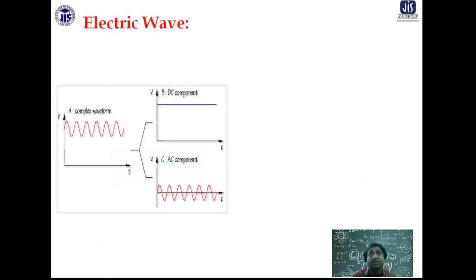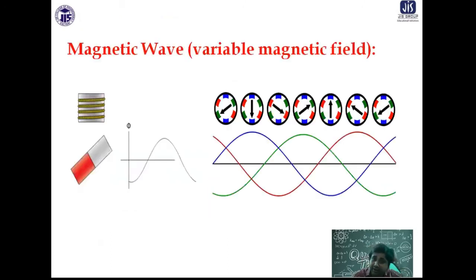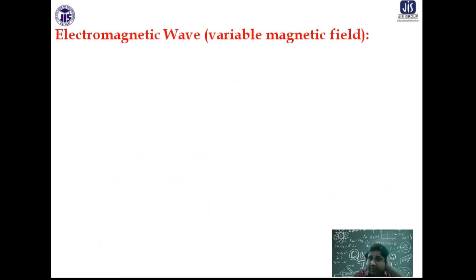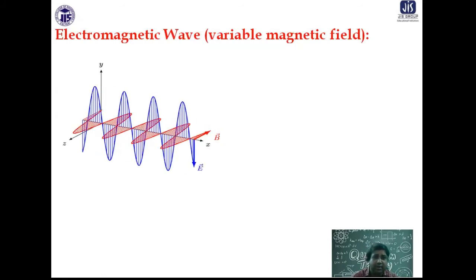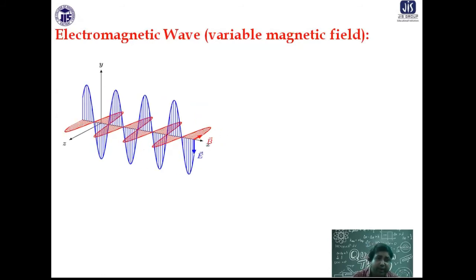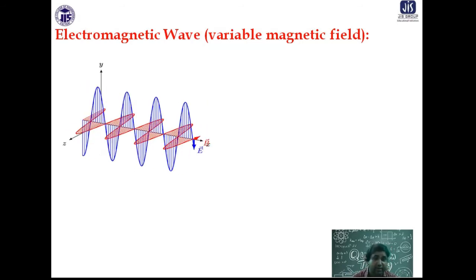Another wave is an electric wave. Electric field vibrates to make the wave. Another wave is magnetic wave, where magnetic field is changing to make the wave. Electromagnetic wave, where both electric and magnetic fields are vibrating. So the question is that, to make electromagnetic wave, two physically important variables are changing, electric and magnetic field.